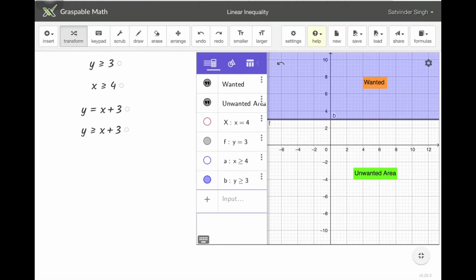So guys, this is about vertical and horizontal lines. It's pretty easy. You can decide based on the inequality which area is wanted and which area is unwanted.